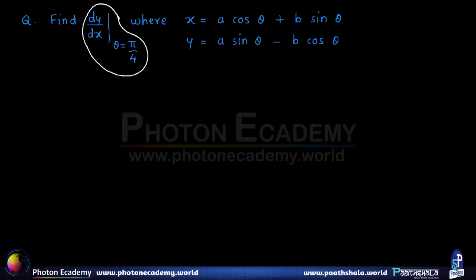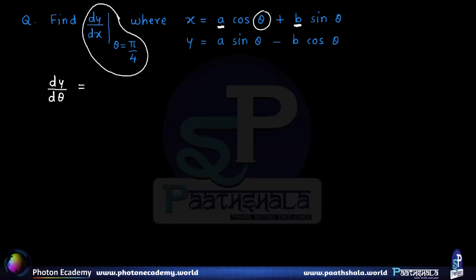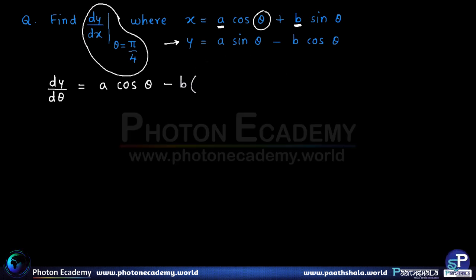Right. Now let us first find out dy by d theta. As is clear from the terminology, once again here theta is the parameter and a and b are to be considered as constants because that is a typical convention used. Okay. Now let's differentiate y first, that is dy by d theta equal to the derivative of a sin theta, which is a cos theta, minus b into the derivative of cos theta, which is minus sin theta. So that turns out to be a cos theta plus b sin theta.